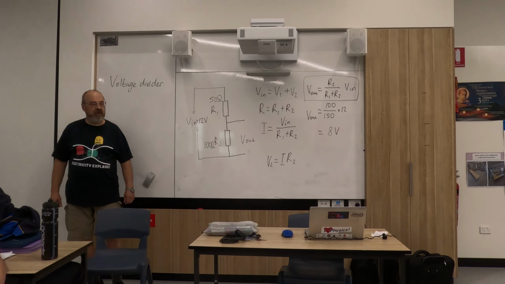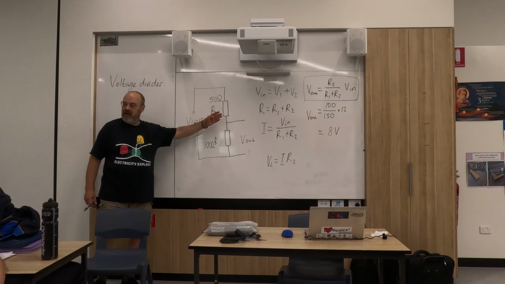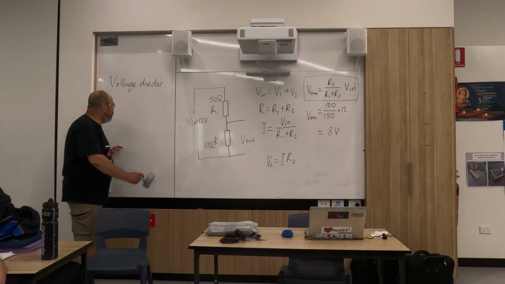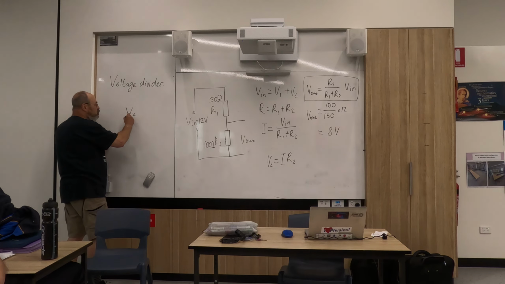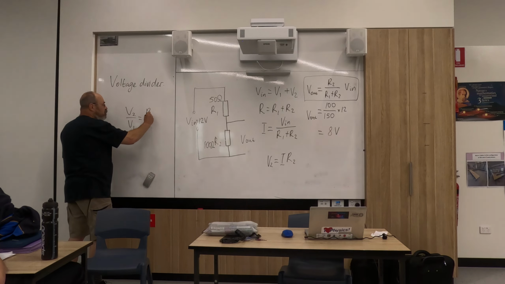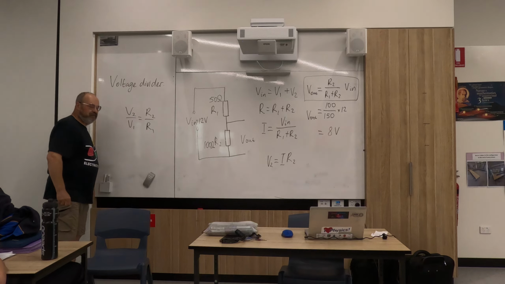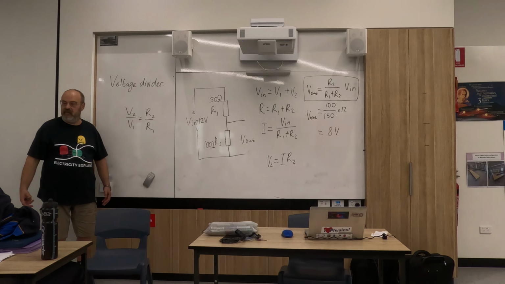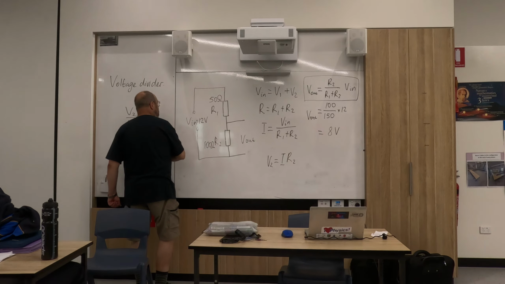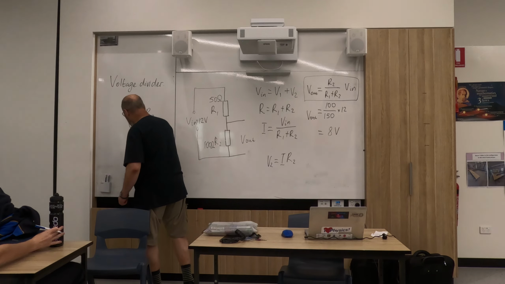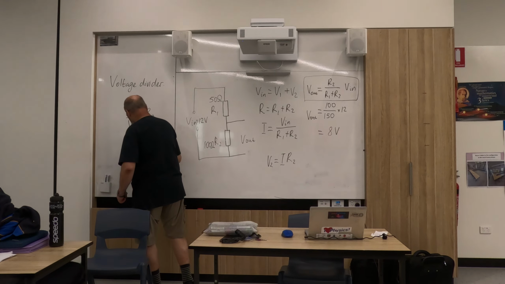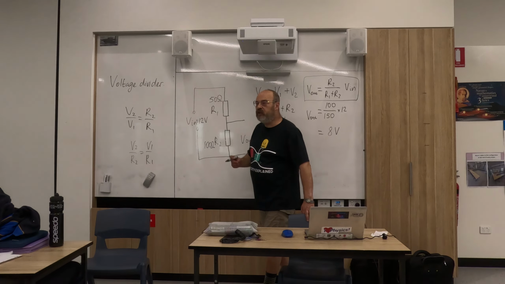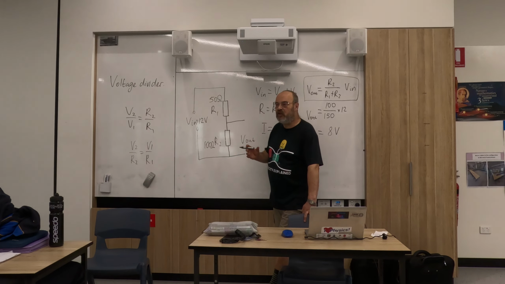The ratio in which voltage is divided between the resistors is exactly the ratio of the resistors. So we have that voltage 2 divided by voltage 1 equals R2 divided by R1. That comes from the current being the same. So V2 over R2 equals V1 over R1, which we can rearrange to this one. So voltages are divided in the same ratio as resistors.